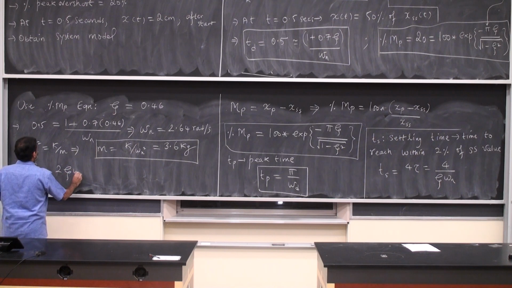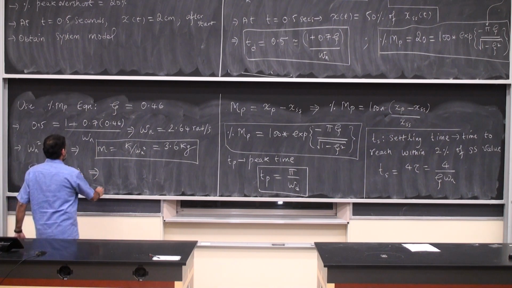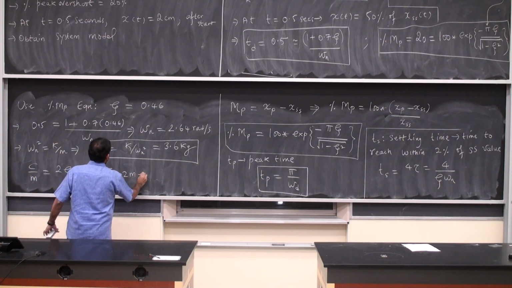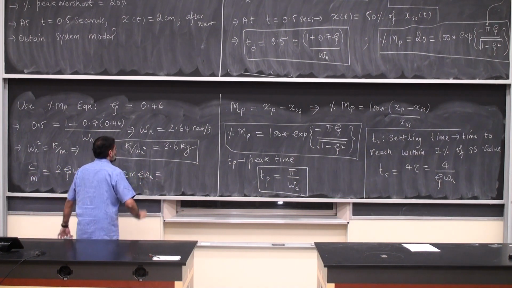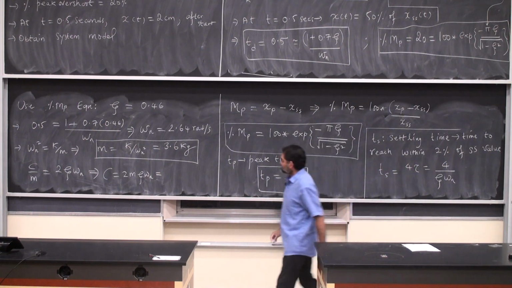So C by m is 2 zeta omega n, so C is 2m zeta omega n, which I get to be 8.7 Newton seconds per meter.